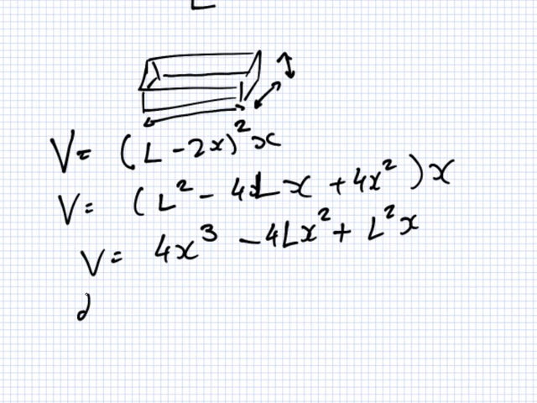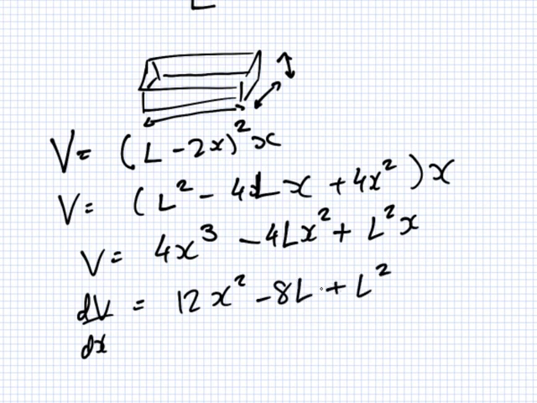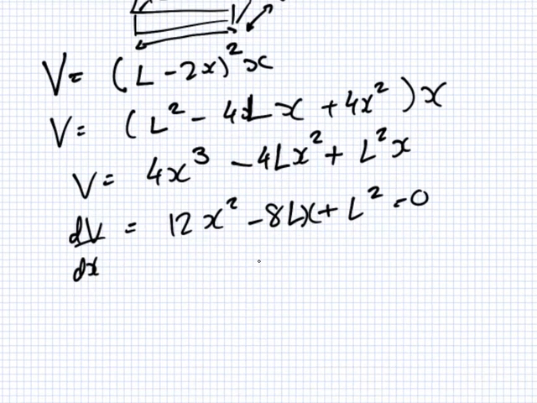I want the volume to be a maximum. So the derivative is 12x squared minus 8LX plus L squared equals 0. Okay, so now we need to solve this. How can we solve this? Well, we have two choices. We can complete the square or we can use the formula.